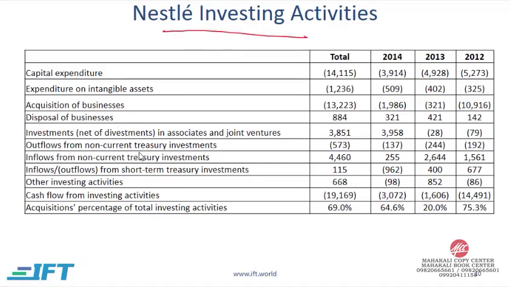He looks at Nestle's investing activities. And here I'm not going to go over all the numbers, but the important point is the bottom line. When we look at acquisitions as a percentage of total investing activities, this is 69% over the last 3 years. So the investments were very high in this year, a little lower in 2013, but then back up in 2014. So this confirms what the analyst figured out on the previous slide, that Nestle's strategy is based heavily on acquiring other companies.